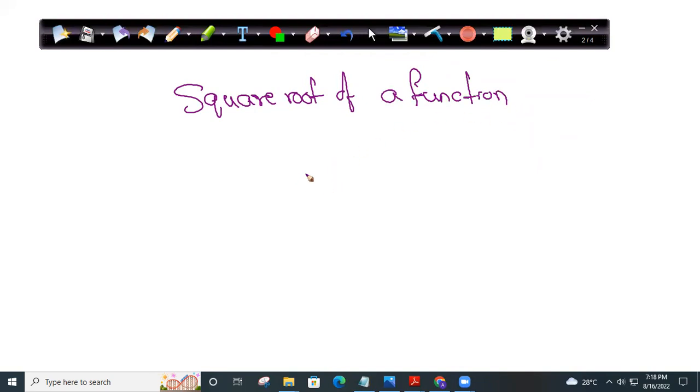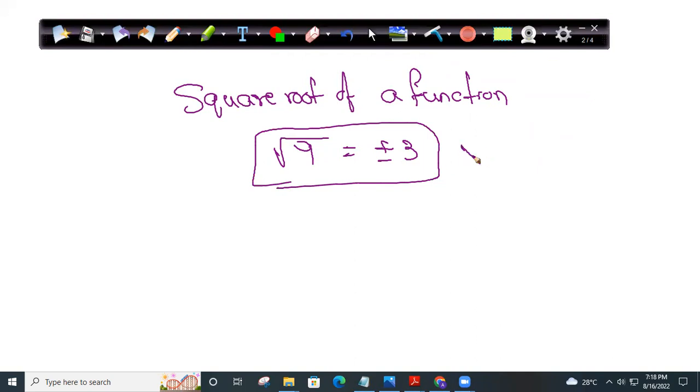So many students don't know this. If I ask you what is the square root of 9, most of you will say plus or minus 3. Wrong. Square root of 9 is only 3. Why? Because square root is a function, it should give only one definite output. It can't give either plus 3 or minus 3.